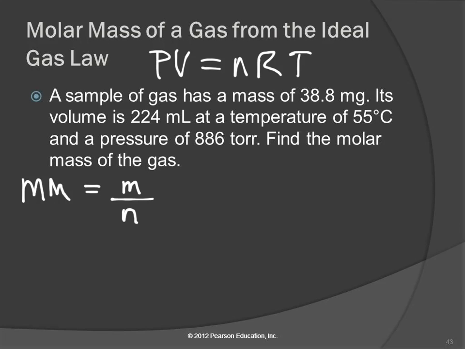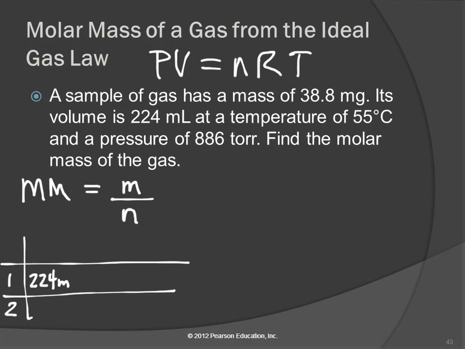224 milliliters. You want to do the table thing still? Just be consistent. So let's make a table, and we'll write down our numbers. I love things that you can use all the time. So 38.8 milligrams, that's the mass. That's not part of our gas law calculation, so I'm going to leave that out. 224 milliliters. Milliliter is a unit of volume.